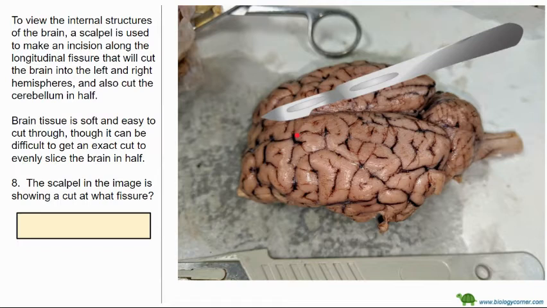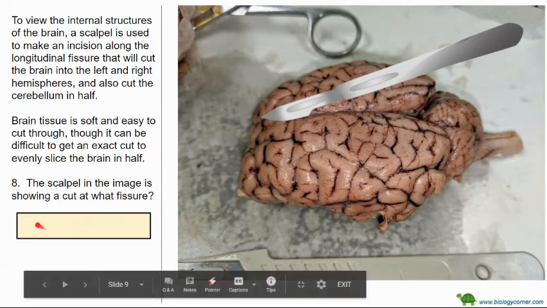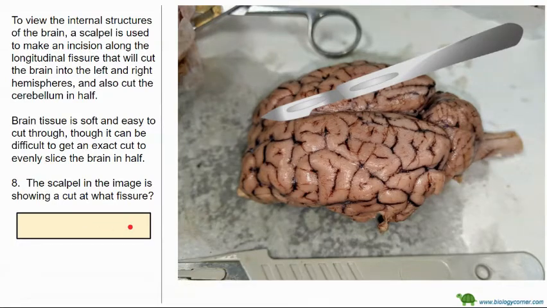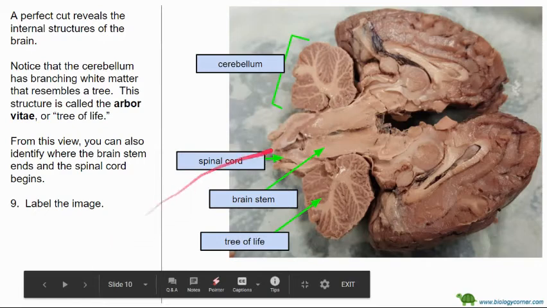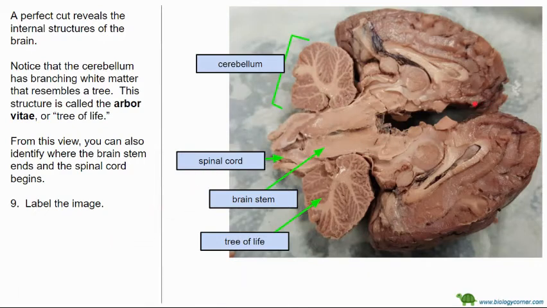Okay, so what you're supposed to do is write which fissure would you cut through, and your answer goes here. It's longitudinal, right? Longitudinal. If you don't know how to spell it, it's right up here, okay? So that's what you do to complete that. When you do make that cut, now you can open the brain like you open a book, all right? And here you've got the two hemispheres, the left hemisphere and the right hemisphere of the brain. And it reveals a whole series of structures inside.